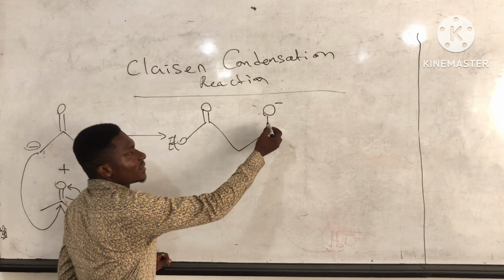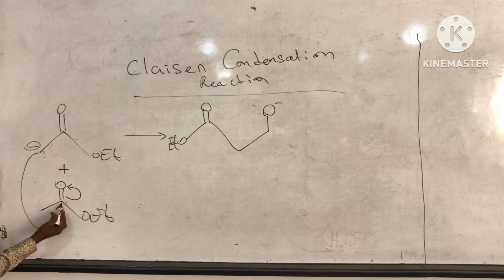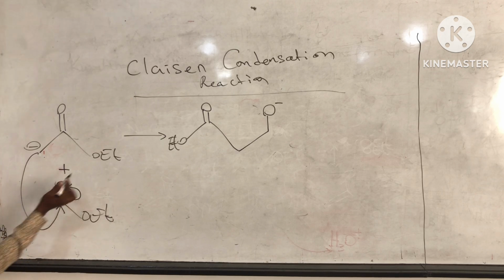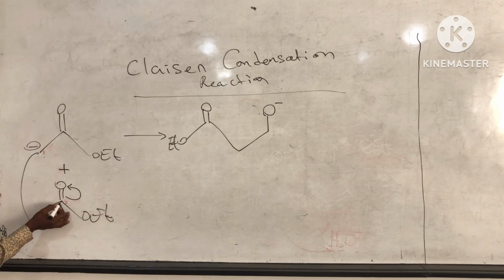Now you know the reason why the oxygen has a negative charge on it, right? Because as the carbanion attacks the carbonyl carbon, we need to break the bond onto the oxygen. That's how the negative charge ends up on the oxygen. Now that same carbon 2 has a methyl group attached to it.